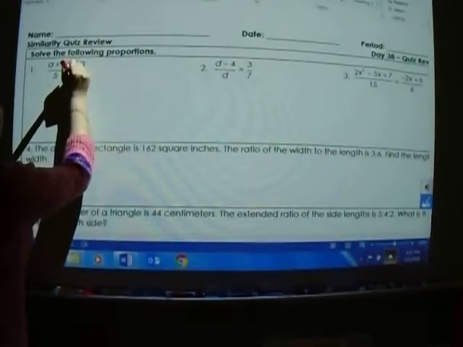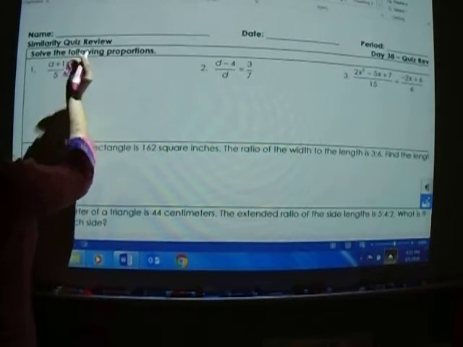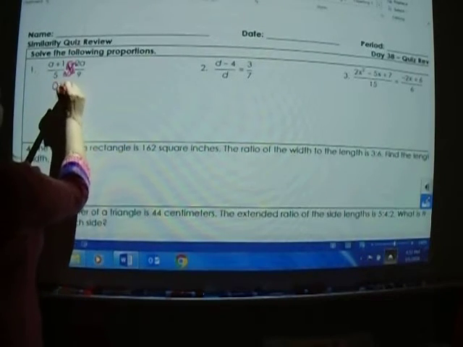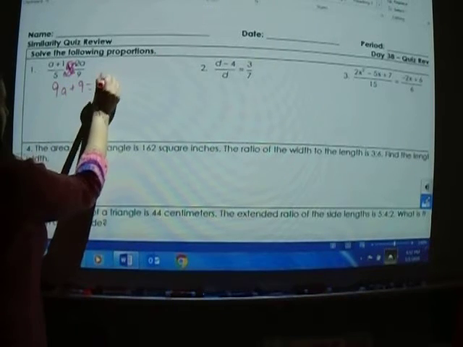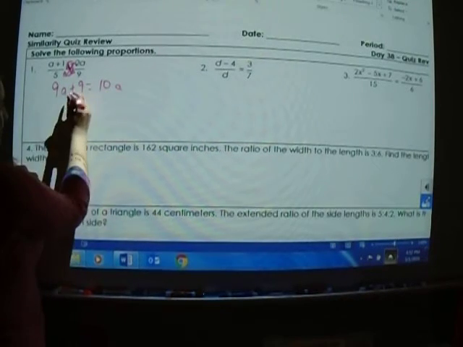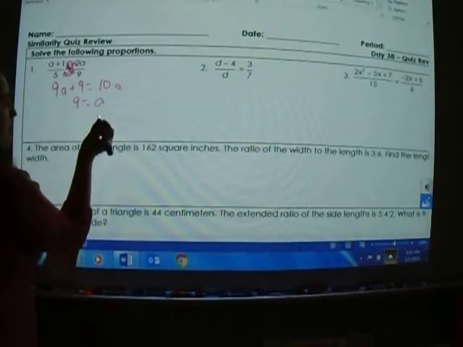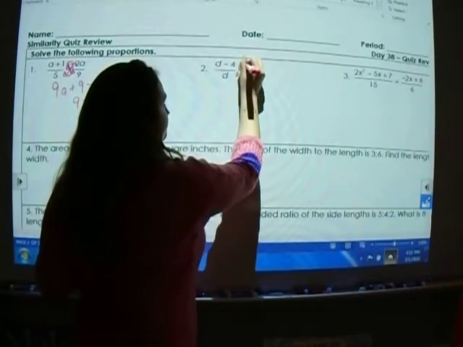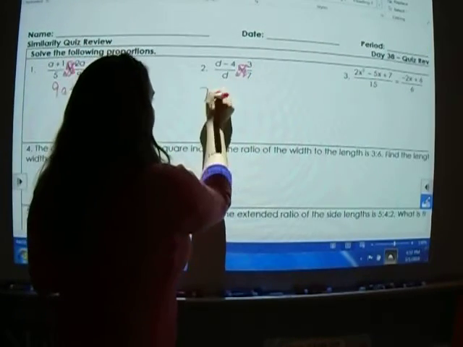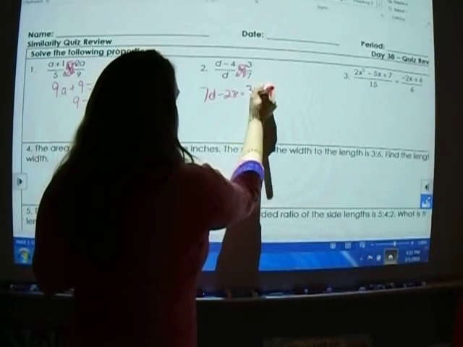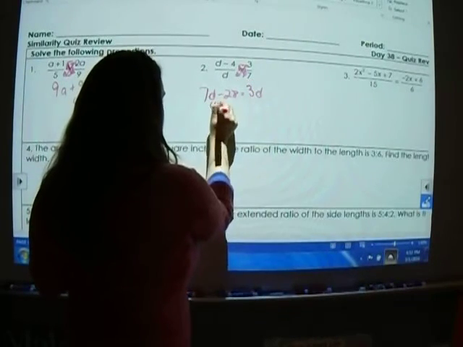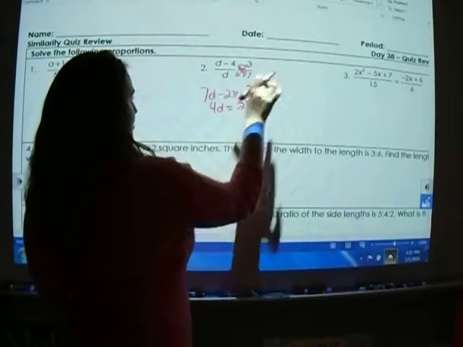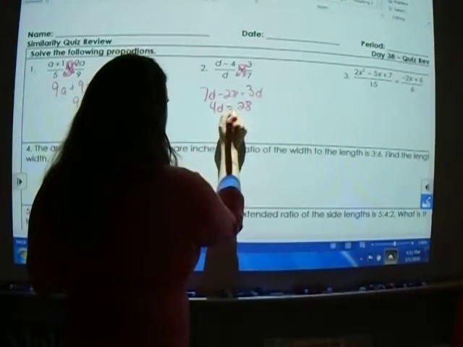We're going to start off here with some proportions. Remember, we just cross multiply like this. So we end up with 9a plus 9 equals 10a. We subtract 9a from both sides. We end up with 9 equals a. Over here, same thing, cross multiplying. 7d minus 28 equals 3d. We end up with 4d equals 28. Just move that over and that over. d equals 7.